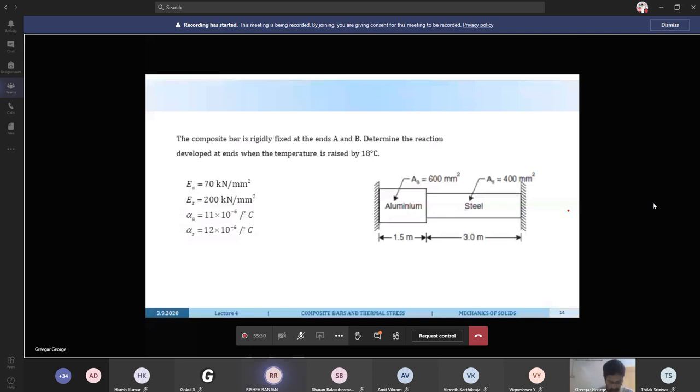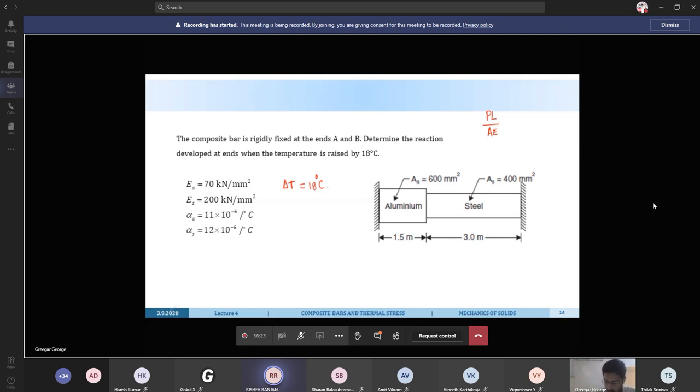So delta T is given, 18 degrees Celsius. Another reaction developed. So we can take PL by A equals delta L. No. Can you repeat? I couldn't hear it properly. I said we can take PL by AE, but no, we have to find the reaction developed at the end when the temperature is raised.